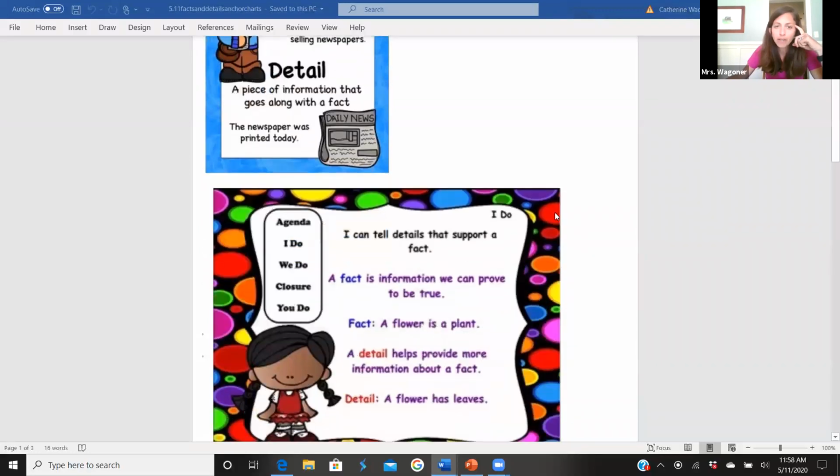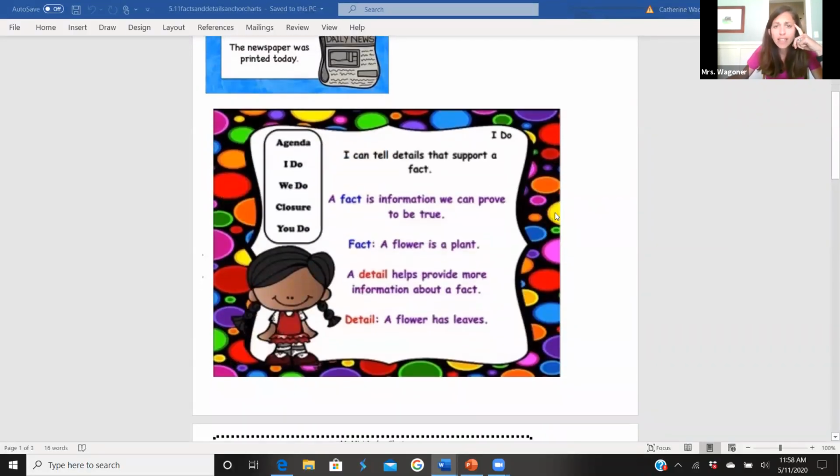Okay, below there, it says, I can tell details that support a fact. A fact is information we can prove to be true. Fact, a flower is a plant. That's proven to be true. Detail. A detail helps provide more information about a fact. The detail here is a flower has leaves. Okay, let's go down here.